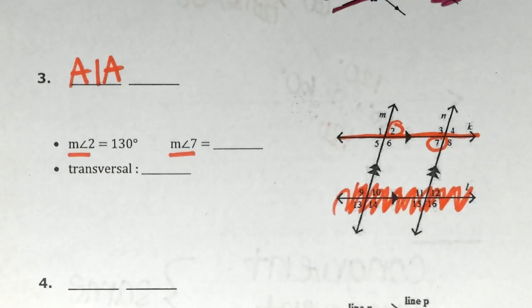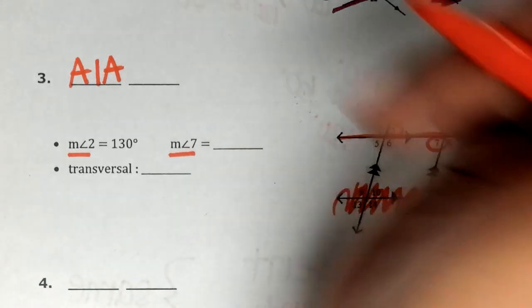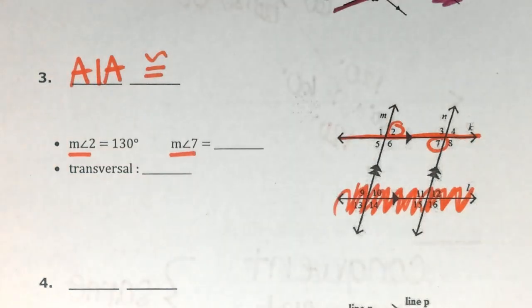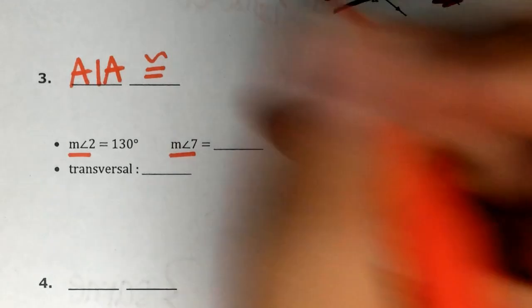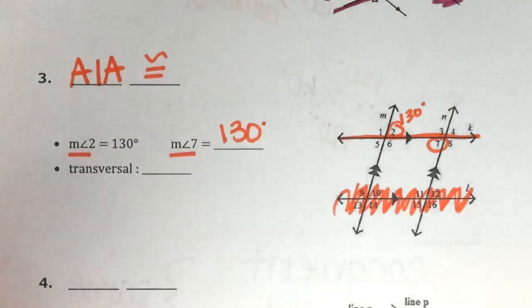AIA is what? Congruent. AIA is congruent. And so if angle 2 is 130 degrees, what's angle 7? The same number. If it's congruent, you just write the same number down.